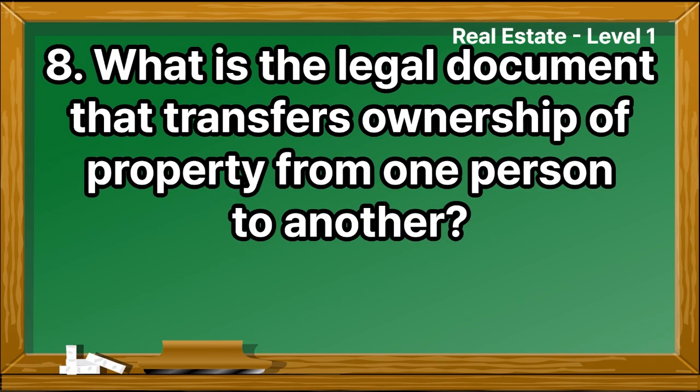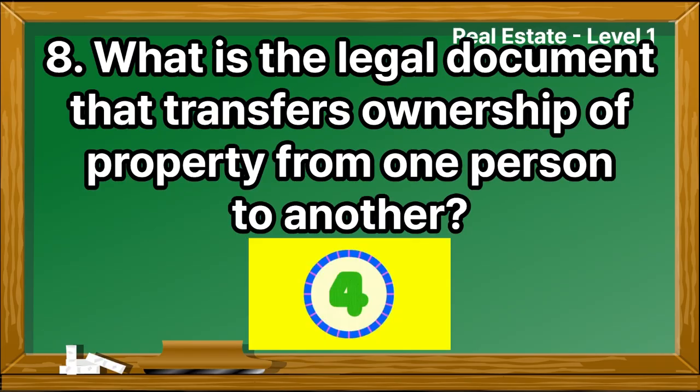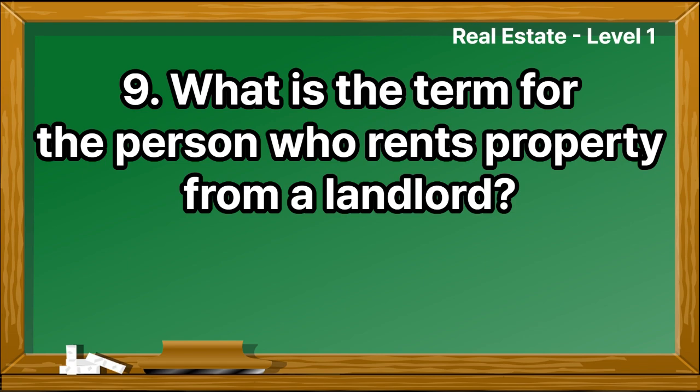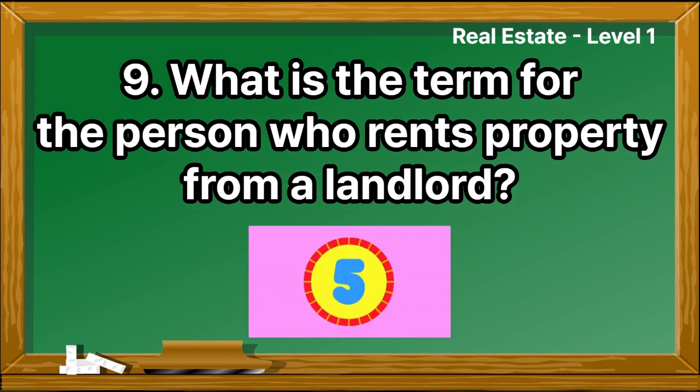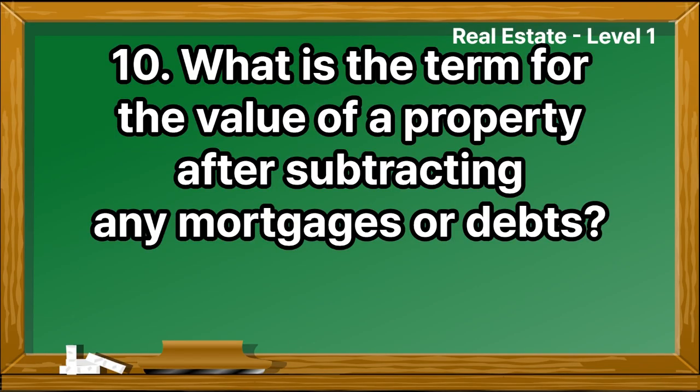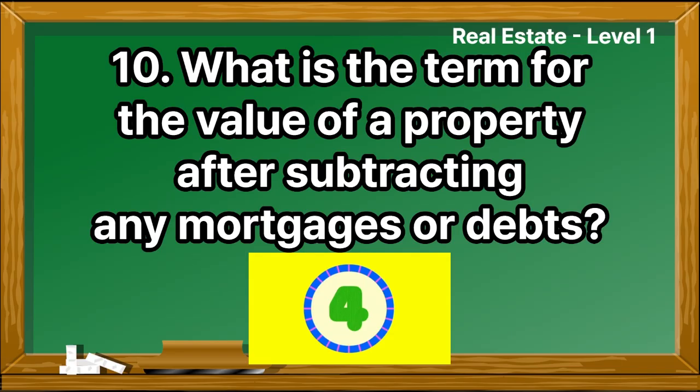What is the legal document that transfers ownership of property from one person to another? Deed. What is the term for the person who rents property from a landlord? Tenant. What is the term for the value of a property after subtracting any mortgages or debts? Equity.